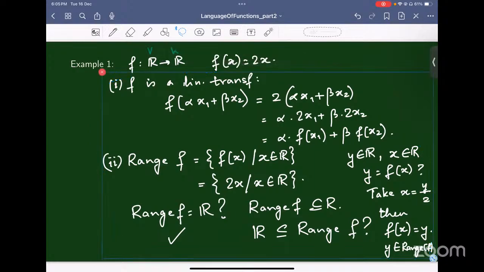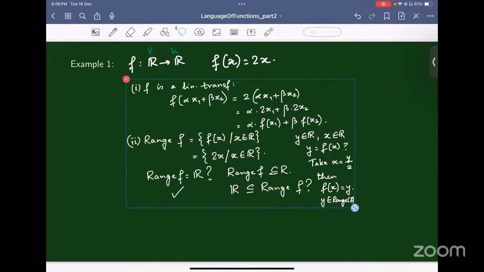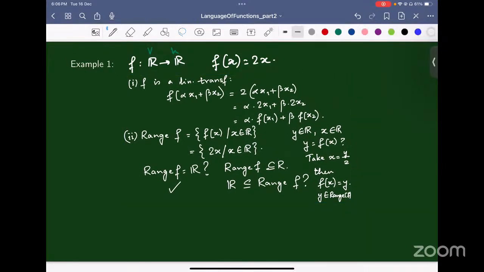One final check we can do is on the kernel. What does the kernel of f tell us in this situation? The kernel of f is the set of all those vectors in R such that f of x is equal to 0.